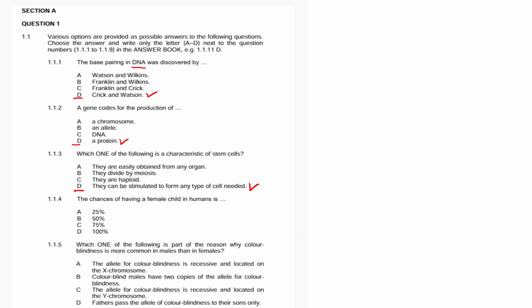Now 1.1.4: the chances of having a female child in humans, it is B, 50%. So we have a 50% chance, right?